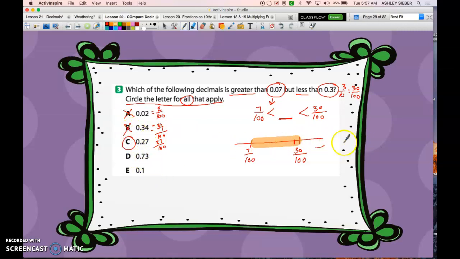73 hundredths is way over here, so I know 73 hundredths is not correct. 1/10, this is 1/10. I also know that that's equal to 10 hundredths. So 10 hundredths is bigger than 7 hundredths. 7, 8 hundredths, 9 hundredths, 10 hundredths. So it'd be like here. And it's less, it's before I get to 30 hundredths. So E is correct. C and E are correct.